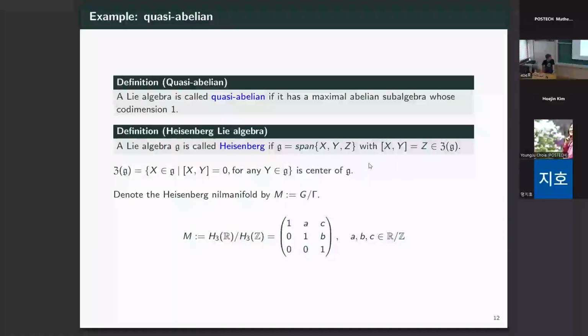For example, if you just consider a vector space, it is also a nilpotent group, but it does not have a torus part. So in this case, we choose gamma as co-compact, so this quotient is always compact. So we have two elements in the generator, x and y, and the total dimension is 3. So you can write the Heisenberg manifold in the form of a matrix.